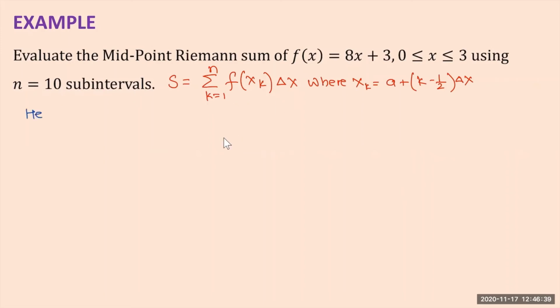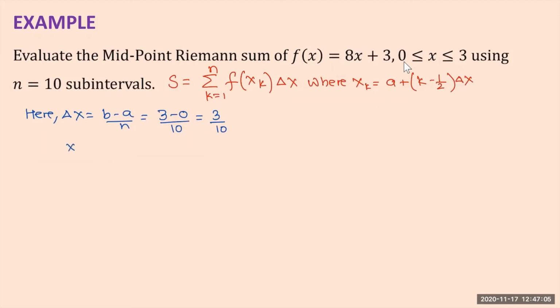First, let's find delta x. Here delta x is b minus a divided by n. It is from x equal to 0 through 3, so a is 0, b is 3. So b minus a will be 3 minus 0, divided by the number of intervals, 10. So that is equal to 3 over 10.